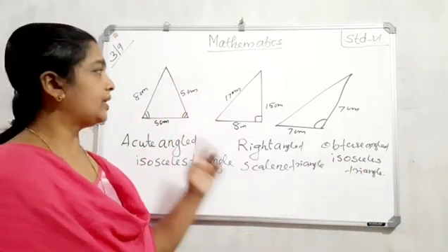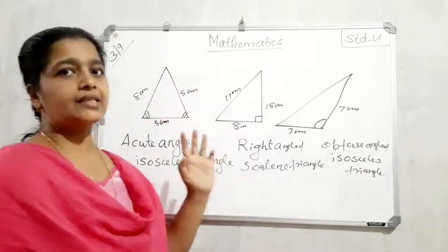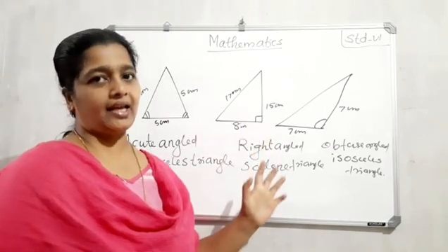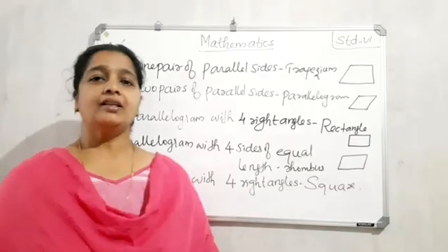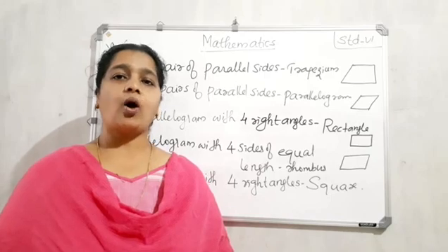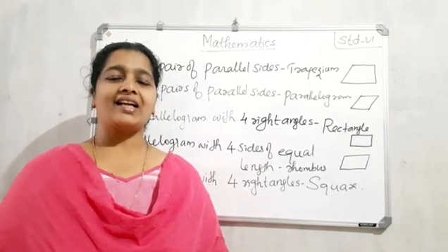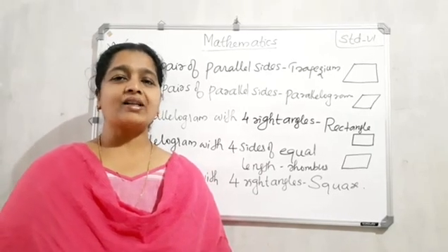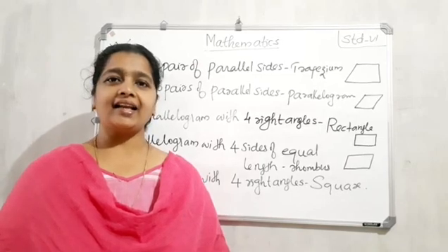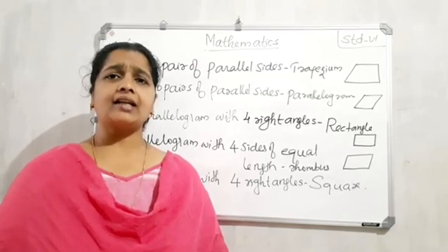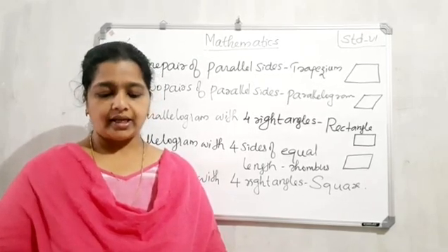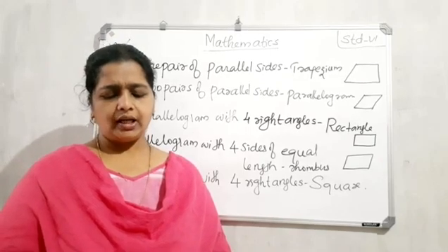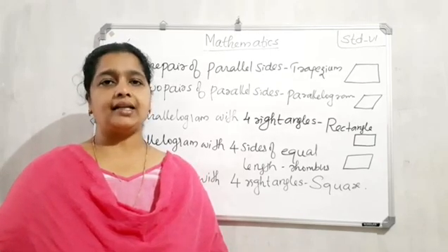Clear? So on the basis of angles and sides, you want to name the triangles. Clear? Topic. Then we studied quadrilaterals. You know what a quadrilateral is? A quadrilateral is a four-sided polygon. Understand? Quadrilaterals are further classified with reference to their properties also.